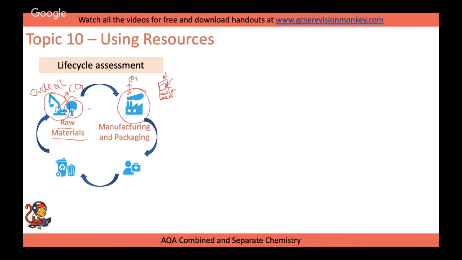It could also, if it's got sulfur impurities, be releasing sulfur dioxide, causing acid rain. And where's the packaging coming from? Where are you sourcing that from? That could link into deforestation again. Are you cutting down trees to generate your packaging?